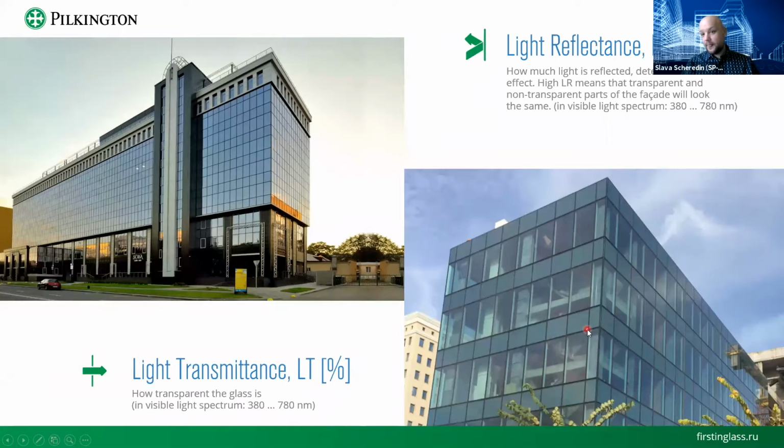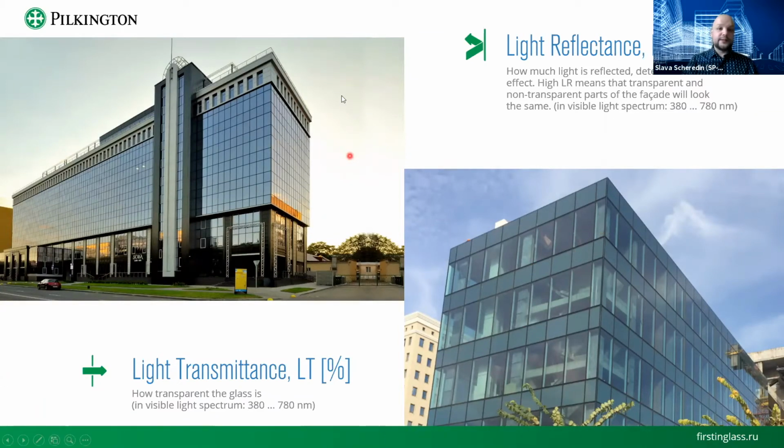But in terms of facade uniformity, you can see that non-transparent zones of the building can differ from transparent zones quite drastically. That is because with high light transmittance glass and low light reflectance glass, it is impossible to make the facade look uniform. So transparent and non-transparent parts will not look alike in any case, even if you get the color of the enameled glass right.